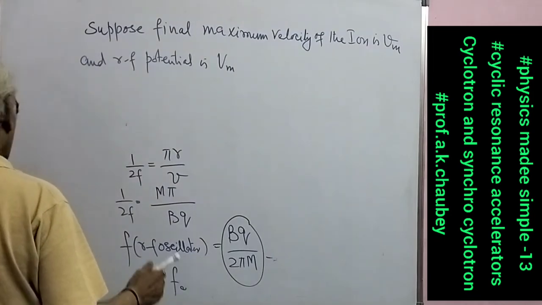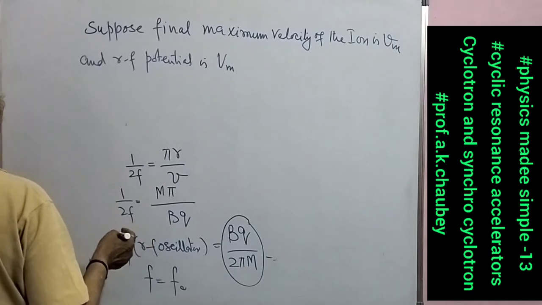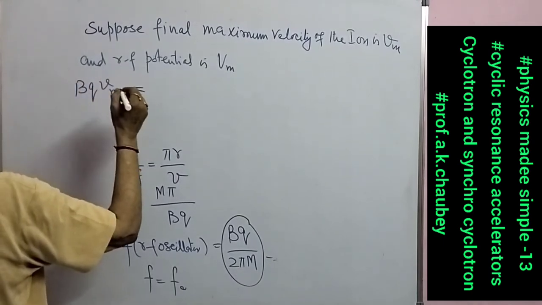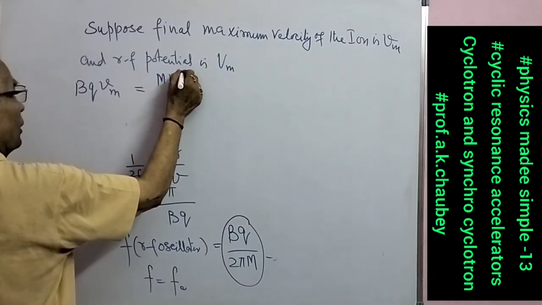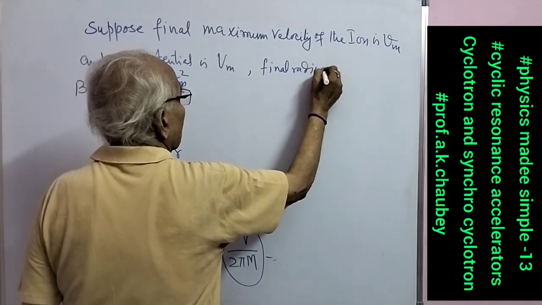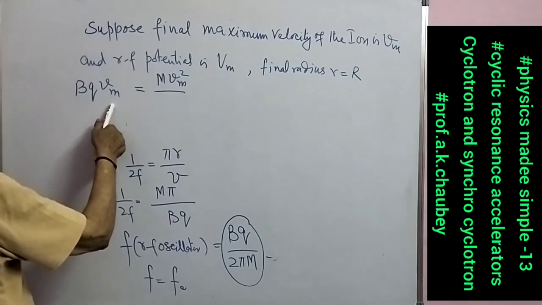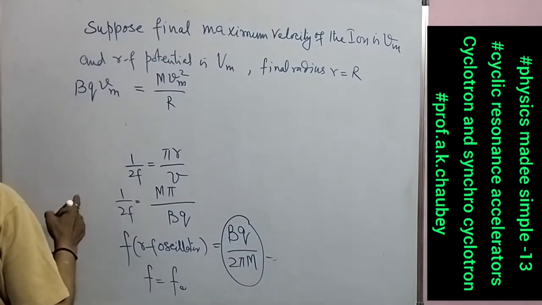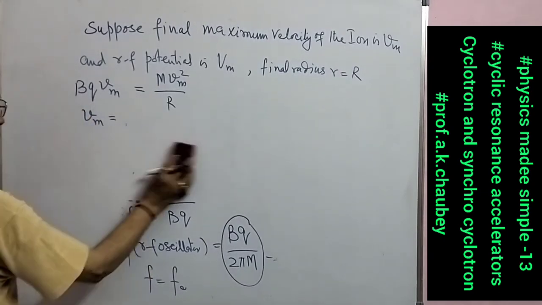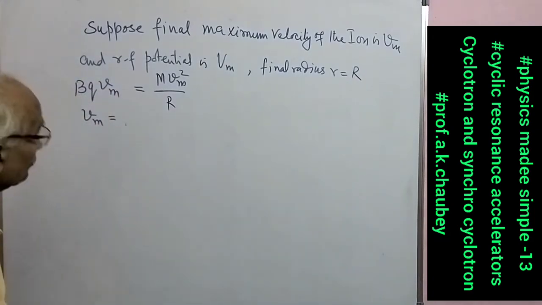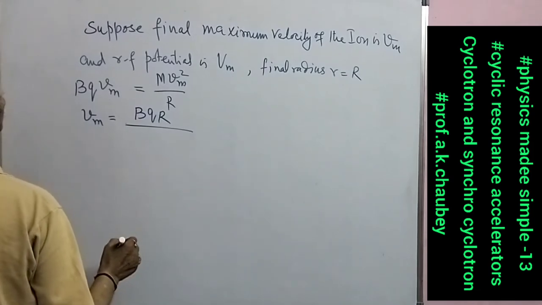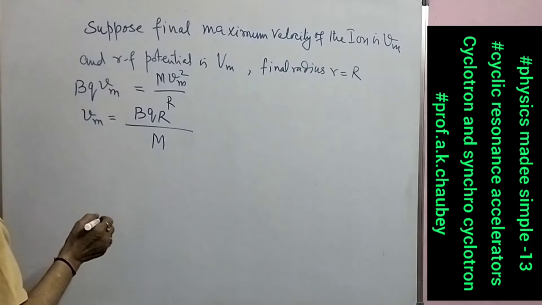Again the condition: Bq Vm is equal to m Vm square over the final radius, say capital R. So the final velocity Vm is, the Vm just cancels, Vm is equal to BqR over m.